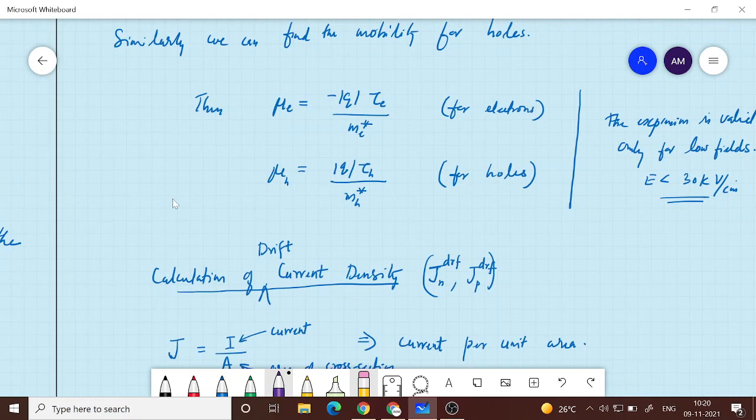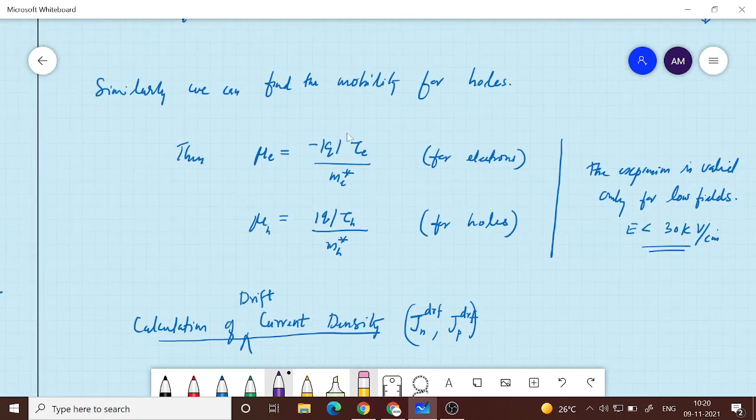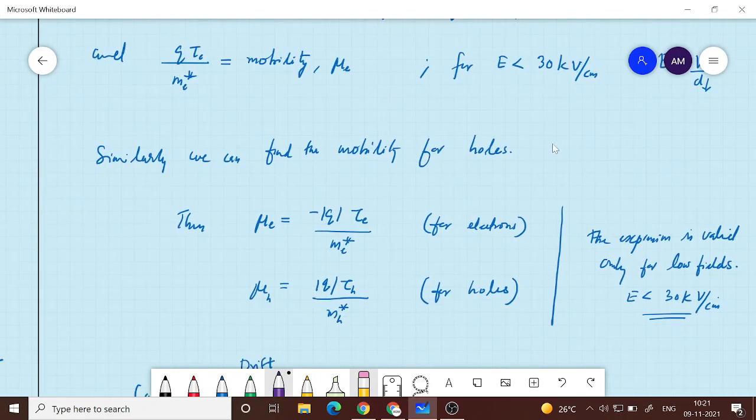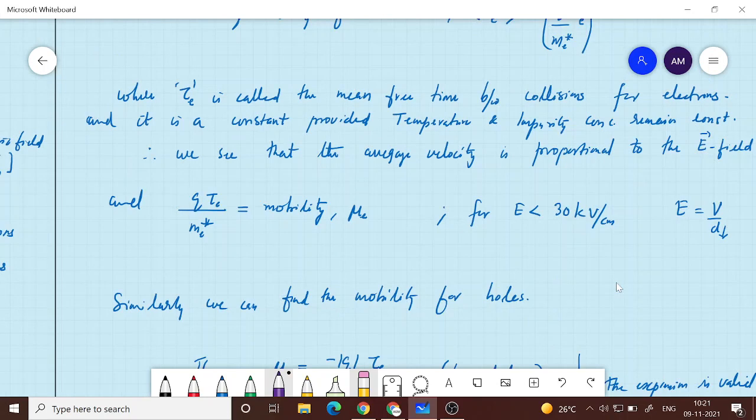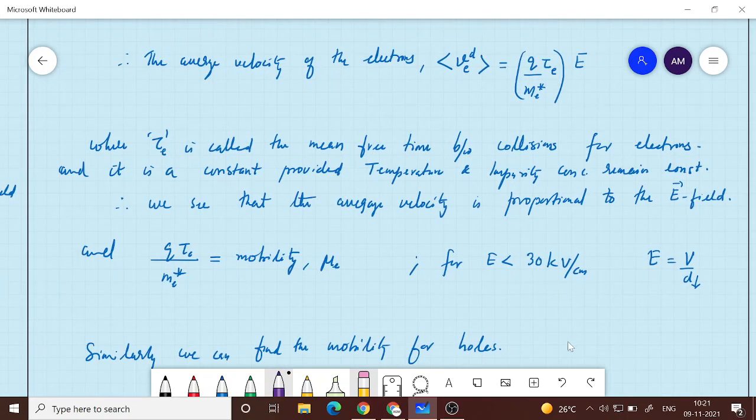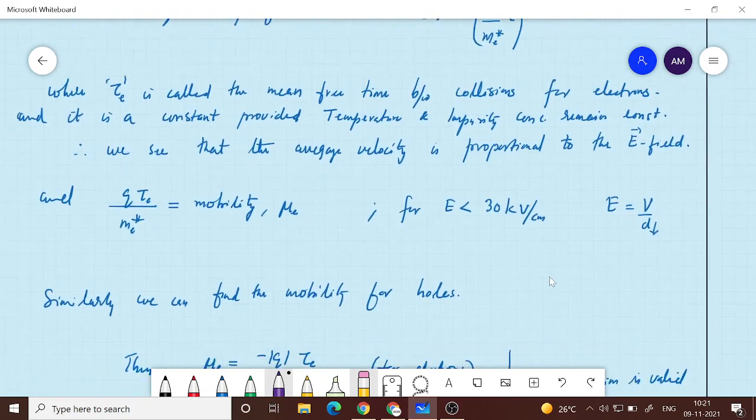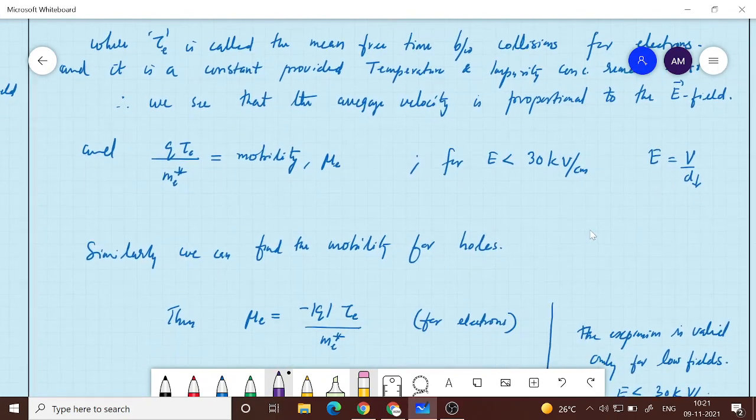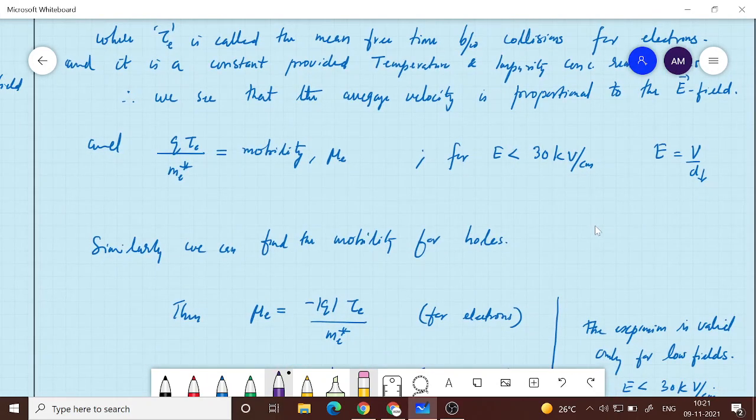So this is what we have now. Usually when we say mobility, we only talk about the modulus of it, and if we are doing so, then you can absorb the minus sign in the expression for electron. So if you want to define it as a modulus only, that is also okay.